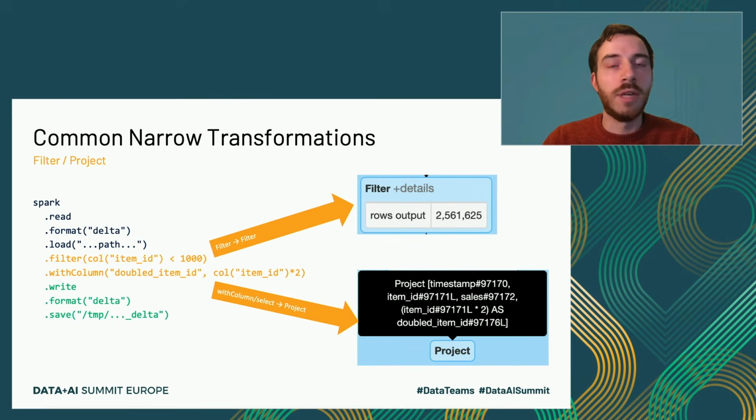Prime examples of them are filter, which is quite simple and just shows as a filter operator in the query plan. Another one that you see often is the withColumn or select statement. If you execute that, it will actually show up as a project operator. And if you hover over this project operator, this black box will show you the details of what columns are selected and modified in this case.